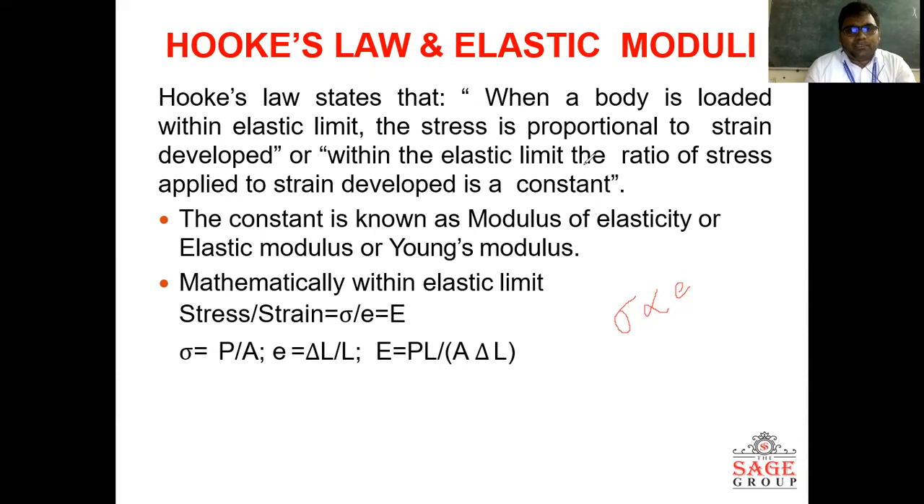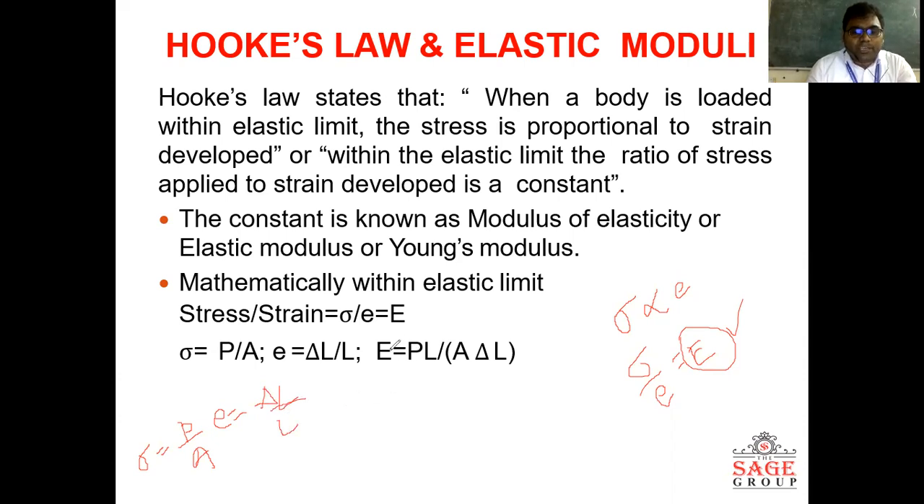Within the elastic limit, the ratio of stress to the developed strain is a constant, and that constant is called the modulus of elasticity, represented by capital E. It is also called the Young modulus. Simply, my dear students, sigma upon epsilon is equal to E, where, as we discussed in the last class, stress is equal to load upon the cross-sectional area of the material, and strain is the change in length upon the original length.